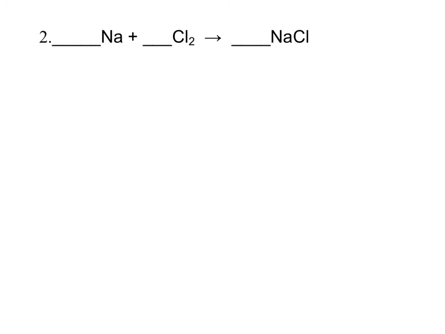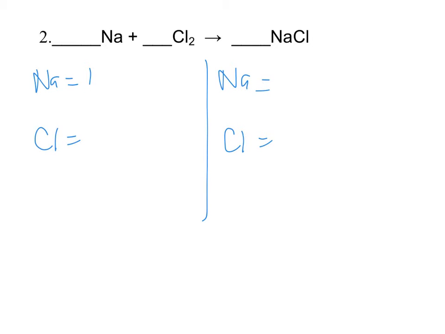Let's take a look at this equation. In this equation, I have Na and Cl. Over here, I will also have Na and Cl. I have 1 Na and 2 Cl. Over here, I have 1 Na and 1 Cl. So I know I need to balance the Cl. I have 2 Cl over here. So I need to have 2 Cl over here also. So I'm going to change that to a 2.